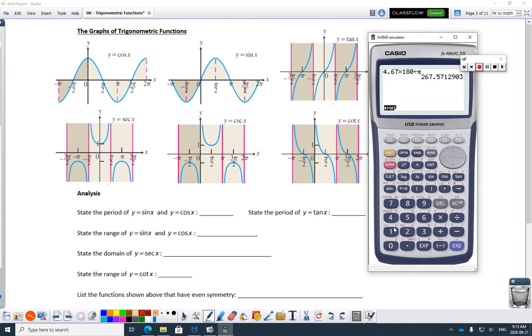Menu one, and then on this calculator you go shift menu, and I'm in rad mode right now. If you weren't in rad mode and you wanted to switch to degrees, you've got to go down here and press the F1 key and it goes to degrees, F2 back to rad. Okay, so I'm in radians here.